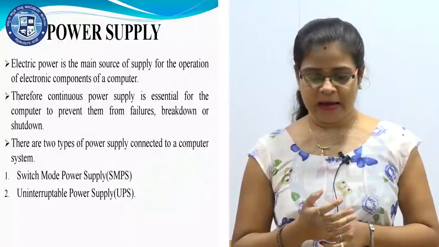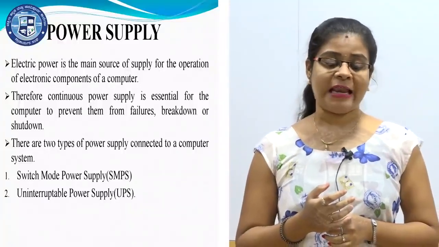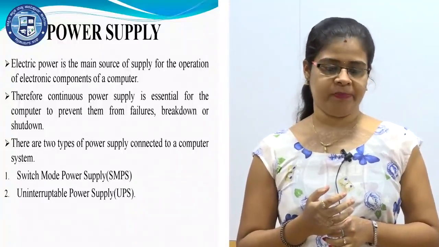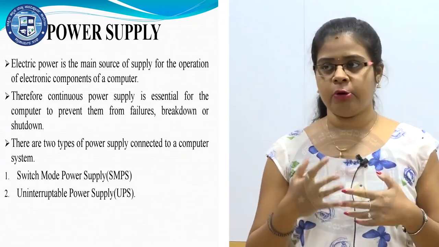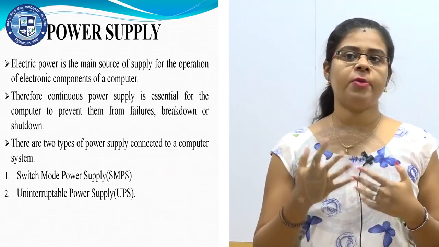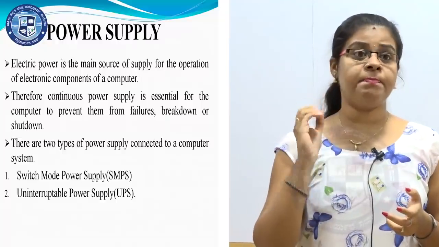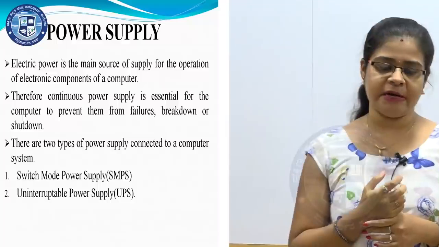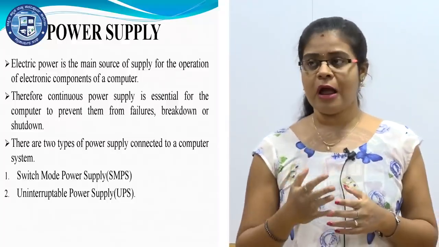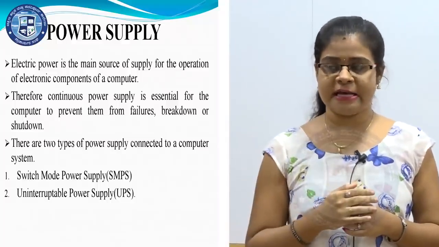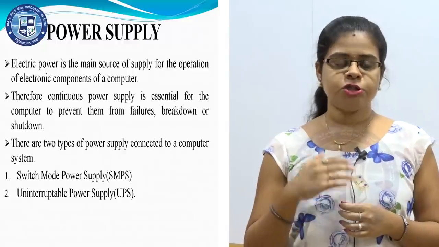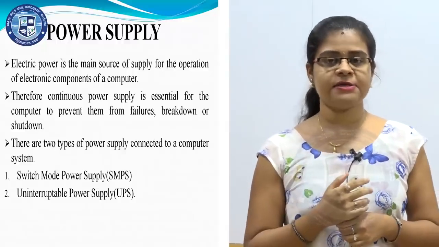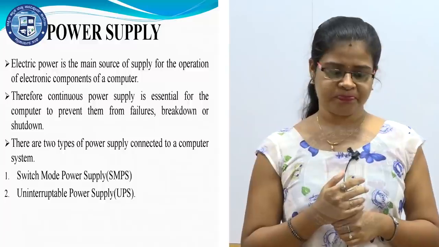Concept is on power supply. Electric power is the main source of supply for the operation of electronic components of a computer. The electronic components of a computer need to work and perform their operations. Therefore, continuous power supply is essential for the computer to prevent failures, breakdown or shutdown.